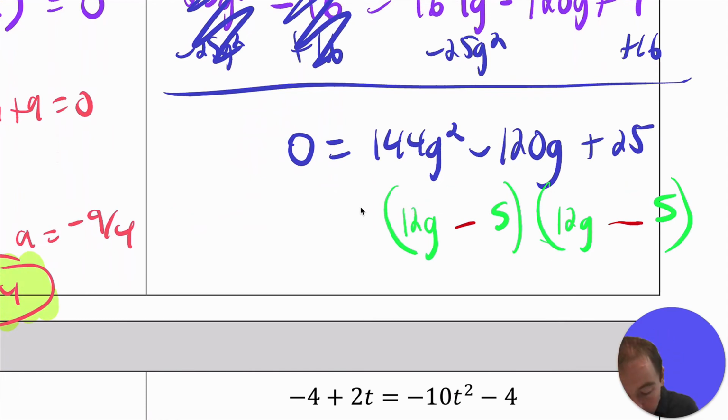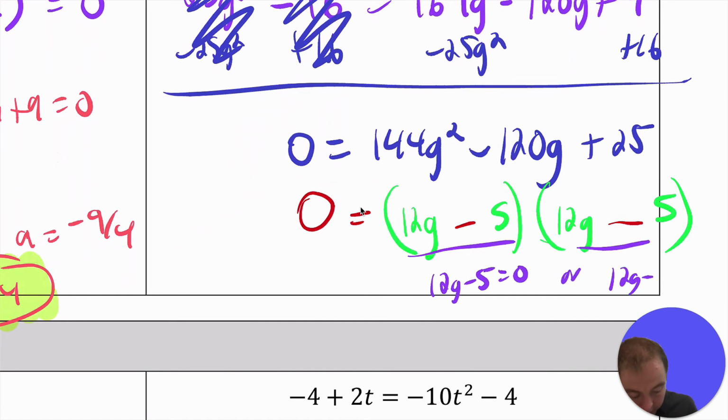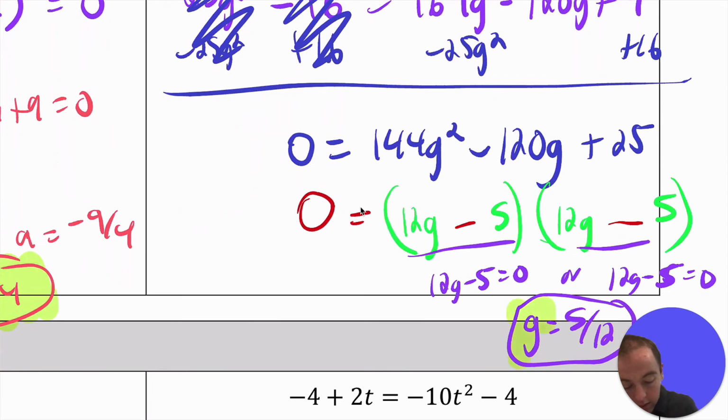So we factored it correctly, still equal to 0, of course, and then we can use the zero product property, where 12g minus 5 needs to equal 0, or 12g minus 5 needs to equal 0. So if you add 5 and then divide by 12, you end up getting this one single answer twice from both of them, so you can just say that g equals 5/12.